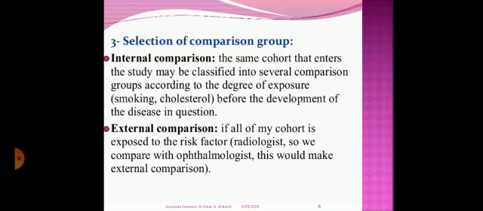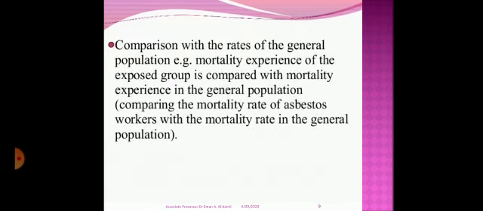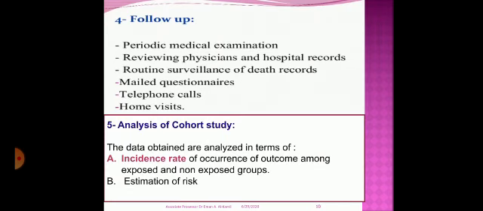or we can compare it with another group of people, for example students from another college. And then we are going to compare. So either internal comparison or external comparison. There is also comparison with the rates of the general population, for example, the mortality experience of the exposed group is compared with the mortality experience in another population, and we see the difference. We are going to follow these two groups, the control and the cohort or studied group.